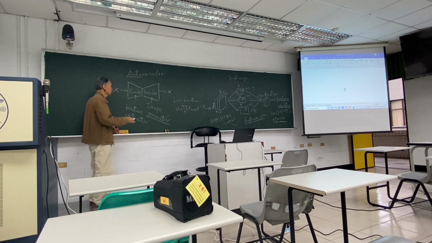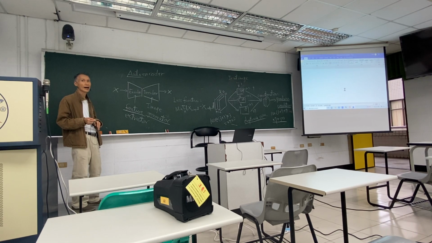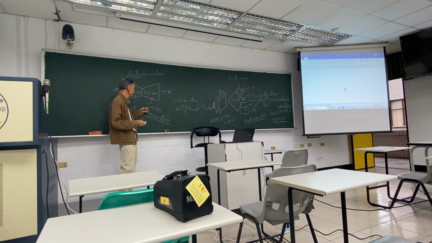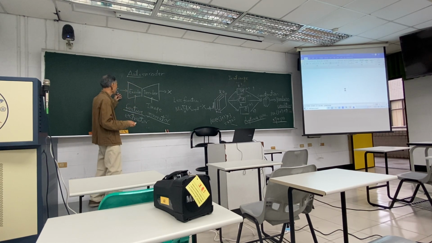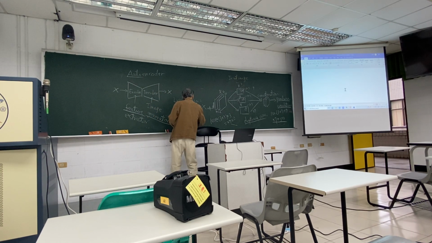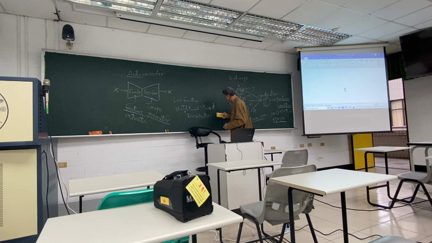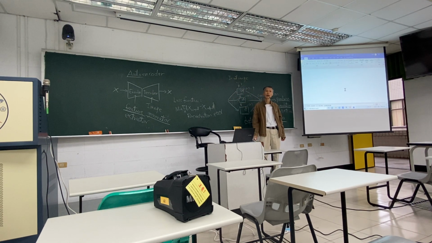Now it will learn the most representative features, and hopefully we can reconstruct the input, the same as the output. We try to minimize the reconstruction error, the so-called reconstruction error. Try to minimize the reconstruction error. That's the whole idea of the autoencoder.